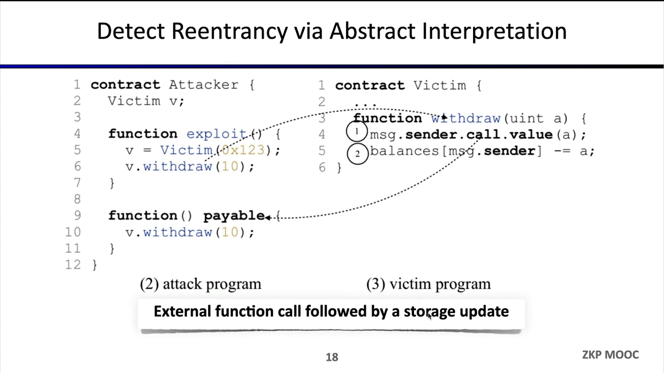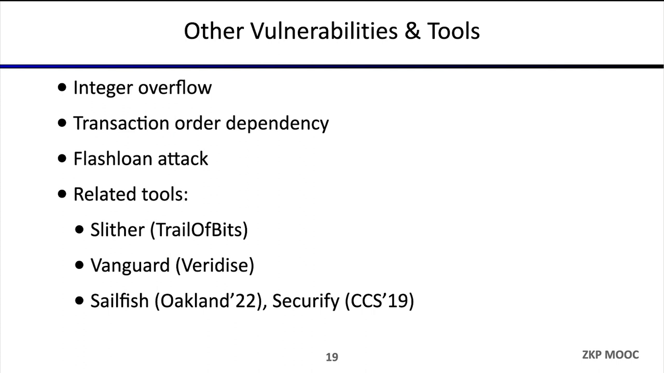Like in this case, the code snippet in the victim contract matches the pattern we are looking for, in the sense that it first makes an external call, which is what stays here, and then after making the call, it tries to do a storage update. So if such a case happens, it means that this external call would enable the attacker to re-enter this function again without updating the storage. So abstract interpretation is very effective in identifying specific types of bugs and vulnerabilities.